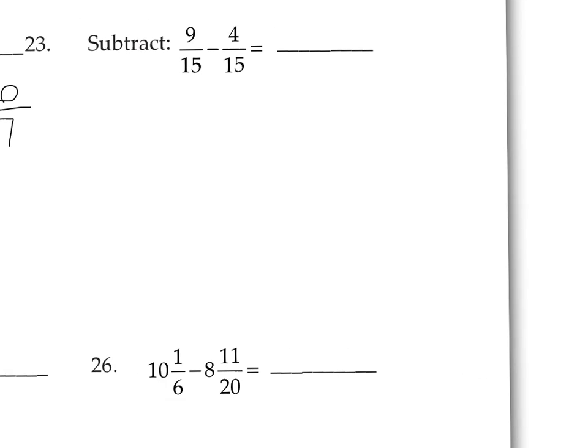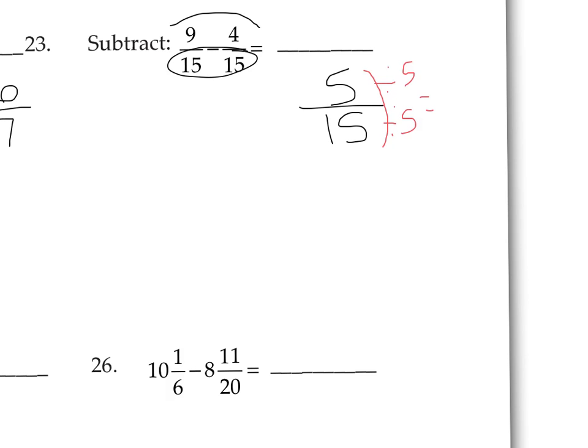Same concept here in subtraction on number 23. The denominators have to be the same, so I know the denominator of my answer must be 15. I'm going to subtract the numerators. 9 minus 4 is 5. However, now this fraction can be reduced because 5 and 15 have a common factor of 5. So we're going to divide them both by 5, and that leaves us with 1/3.